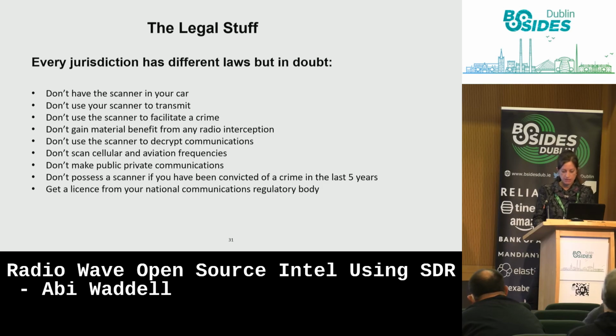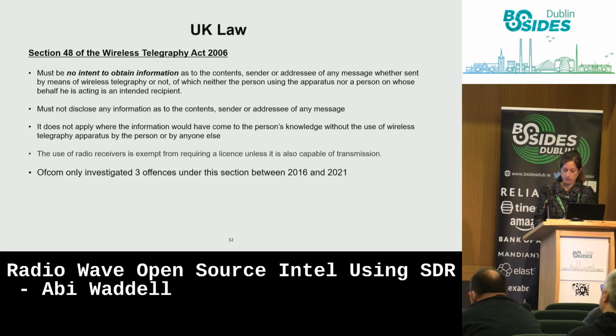In the UK, the main law of interest is Section 48 of the Wireless Telegraphy Act, and this says there must be no intent to obtain or disclose information from any private message, except where the information would have come to the person's knowledge via non-RF sources, from others. So the journalist who shows up at a site of a burning building to report on it as a result of hearing a fire service emergency transmission via a scanner would be acting illegally.